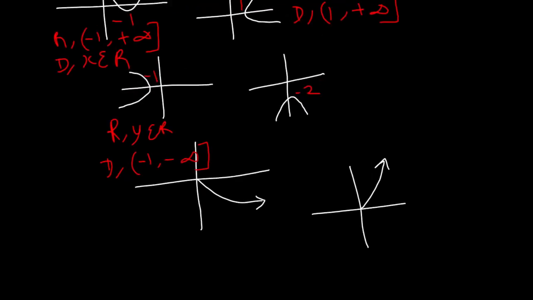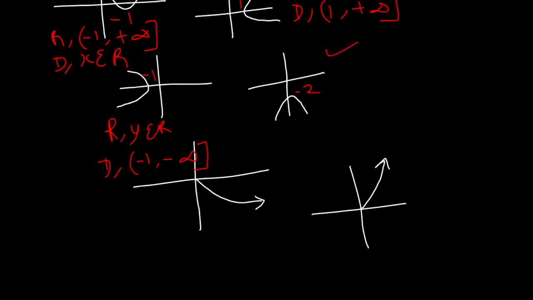All right, let's just come up here. Let's look at this graph. The range of this graph is from negative infinity to -2, and the domain is everywhere. X is the element of real numbers.